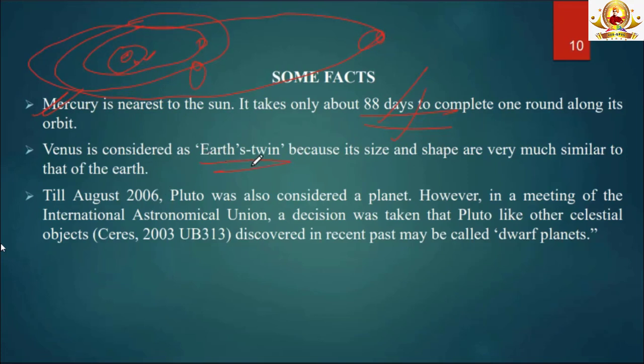Venus is called Earth's twin. They are similar in some sense. How are they similar? In size, and in shape, and that is why it is Earth's twin. So remember, Venus is the Earth's twin. This is again that Pluto was considered a planet. Now it is considered a dwarf planet.